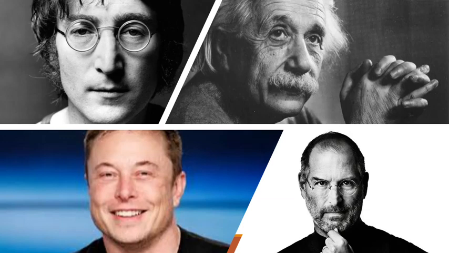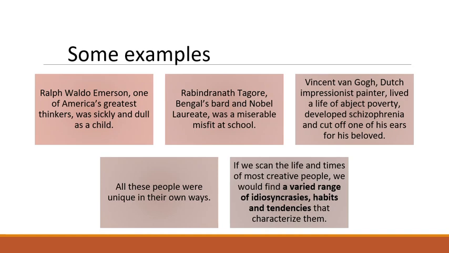These are some of the creative people. Okay, you boleh search lah. Some examples: Ralph Waldo Emerson, one of America's greatest thinkers, was sickly and dull as a child. Rabindranath Tagore, Bengal's Bard and Nobel laureate, was a miserable misfit at school. Ni adalah orang-orang yang kreatif. Vincent van Gogh, Dutch Impressionist painter, lived a life of abject poverty, developed schizophrenia, and cut off one of his ears for his beloved. All these people were unique in their own ways.